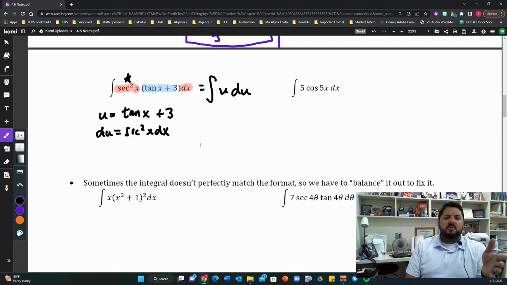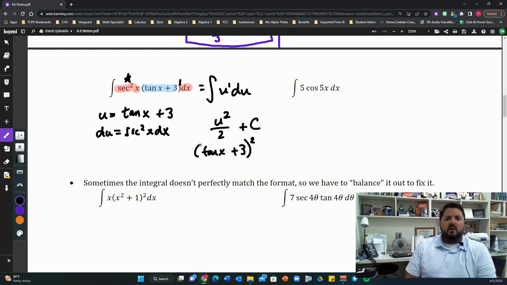So the reason why there was nothing left over that wasn't highlighted is because this is a power rule problem where the existing power is just 1. So technically speaking, there is a power on the outside of those parentheses. It's just 1, so it wasn't necessary to write it. So this is still power rule. Integral of u to the first is u squared over 2 plus c, or the quantity tangent x plus 3 all squared over 2 plus c. And that's it.